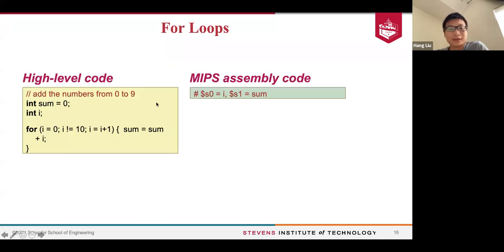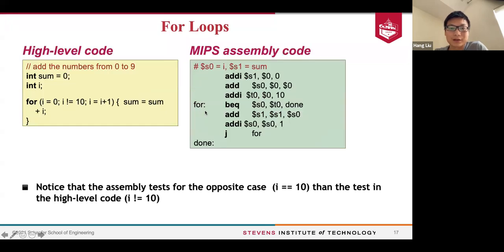For instance, if we have this instruction, int sum equals 0, int i, for i equals 0, and i is not equal to 10, i equals i plus 1, we do sum equals sum plus i. So we translate this into MIPS instructions. Let's see how it goes. So first, we set S1, sorry, S1 as sum, and S0 as i.